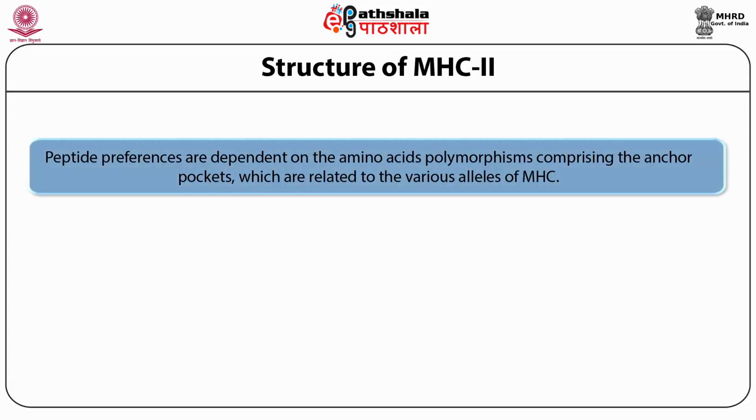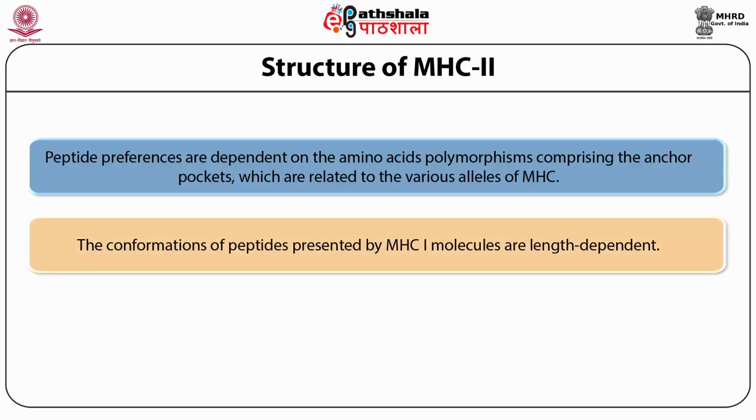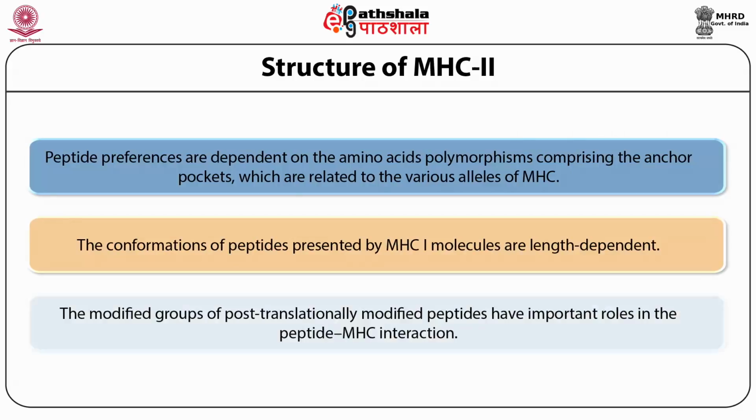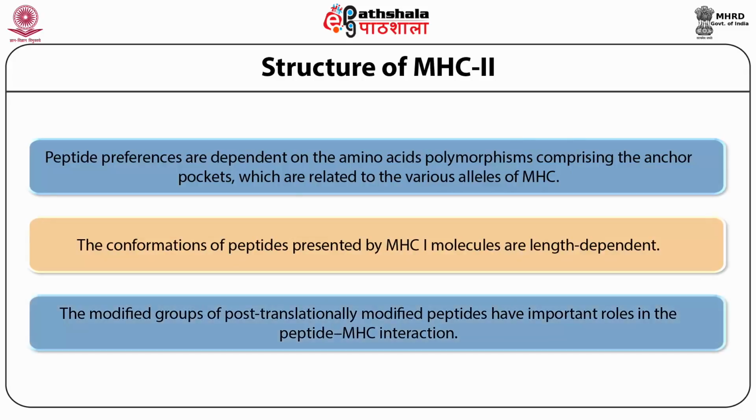Peptide preferences depend on the amino acid polymorphism comprising the anchor pockets, which are related to the various alleles of MHC. The conformations of peptides presented by class 1 MHC molecules are length dependent. The modified groups of post-translationally modified peptides have important roles in the peptide MHC interactions.